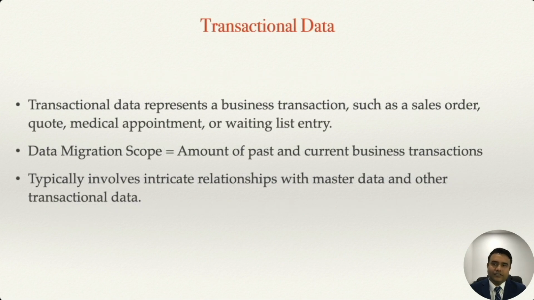On the other hand, transactional data represents a business transaction, such as a sales order, a quotation, a medical appointment, or a waiting list entry in a hospital. When defining the scope of data migration, we are actually addressing the amount of past and current business transactions worth migrating to the new system. Data about core business entities automatically becomes part of the data migration scope if they are involved in the past and current business transactions.